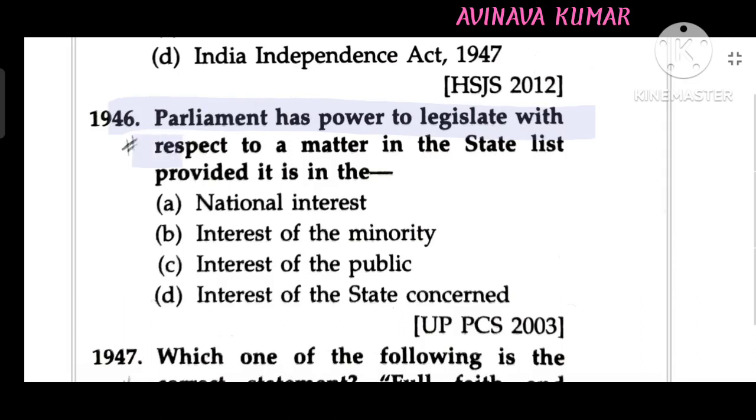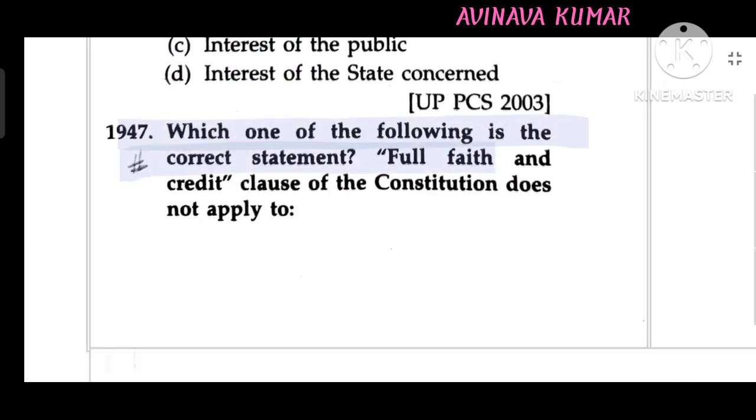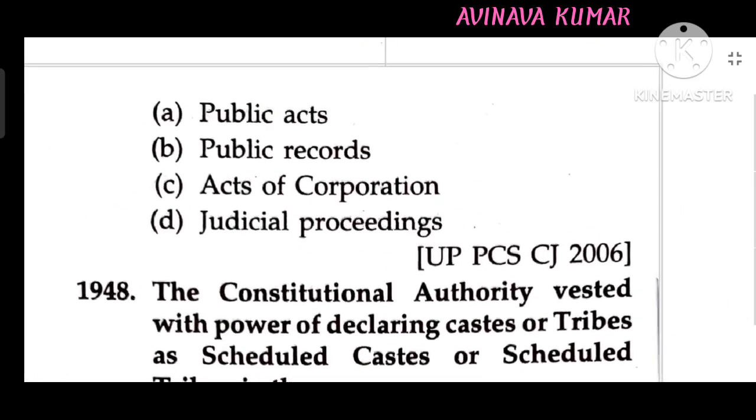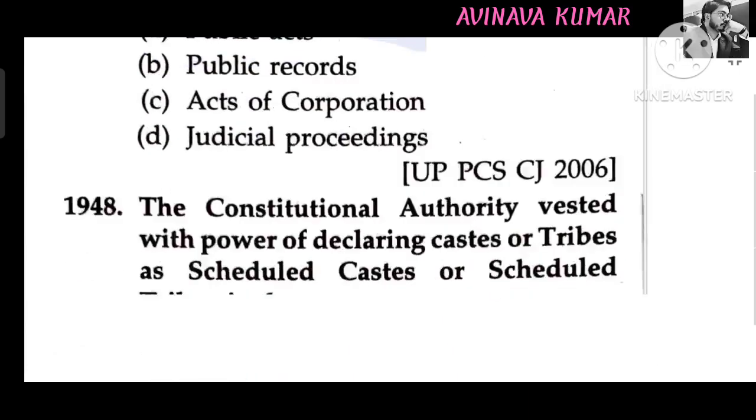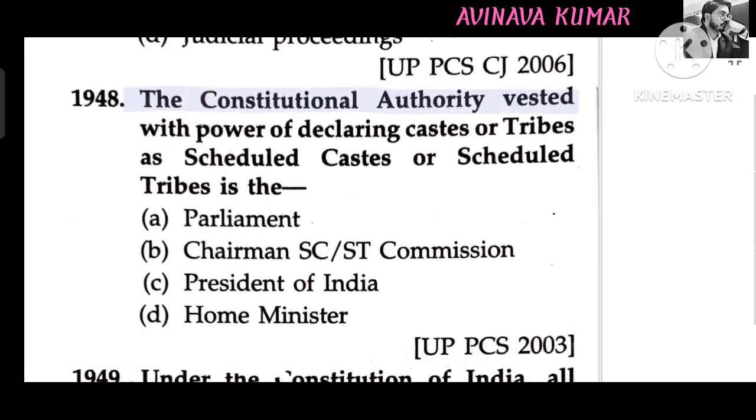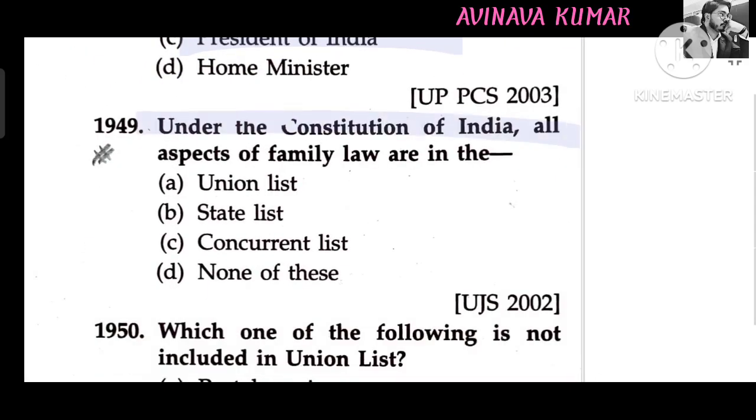Parliament has power to legislate with respect to matters in the state list provided it is in the national interest. Which one of the following is the correct statement? Full faith and credit clause of Constitution does not apply to public acts. The constitutional authority vested with the power of declaring castes and tribes of scheduled caste and scheduled tribe is the President of India.